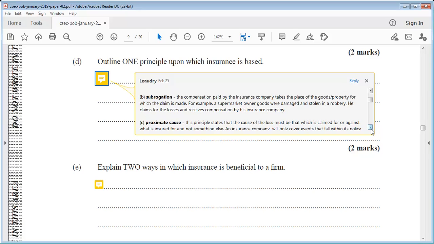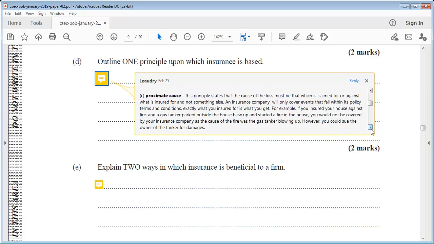For example, a supermarket owner's goods were damaged and stolen in a robbery. He claims for the losses and receives compensation by his insurance company. Proximate cause. This principle states that the cause of the loss must be that which is claimed for or against what is insured for and not something else. An insurance company will only cover events that fall within its policy terms and conditions. Exactly what you insured for is what you're going to get.